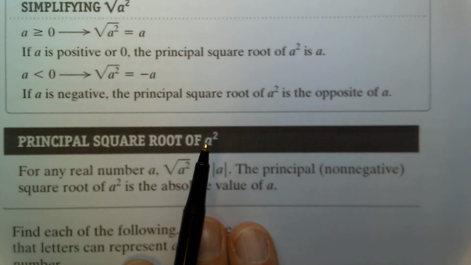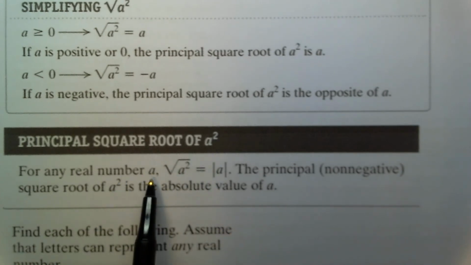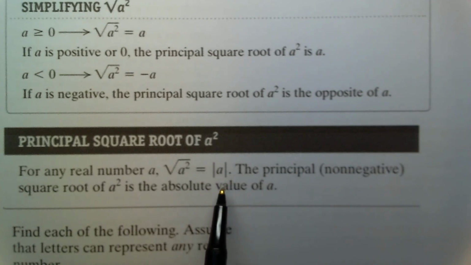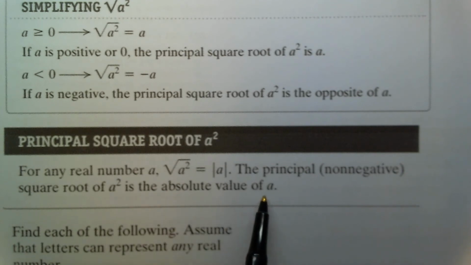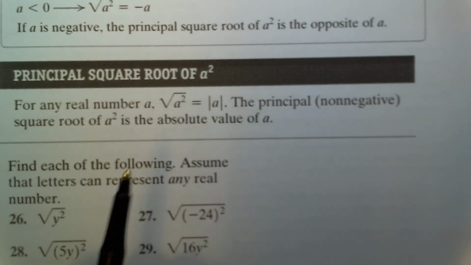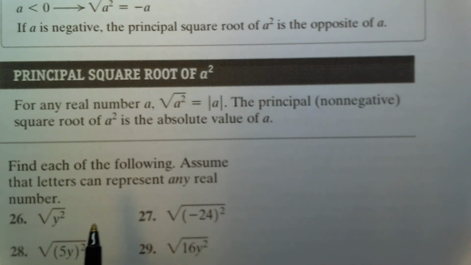So now we talk about the principal square root of a squared. For any real number a, the principal square root of a squared is the absolute value of a. In other words, the principal non-negative square root of a squared is the absolute value of a. So let's do some exercises, and they're really simple. We look at number 26. The square root of y squared would be the absolute value of y. The absolute value of minus 24 squared would be 24.